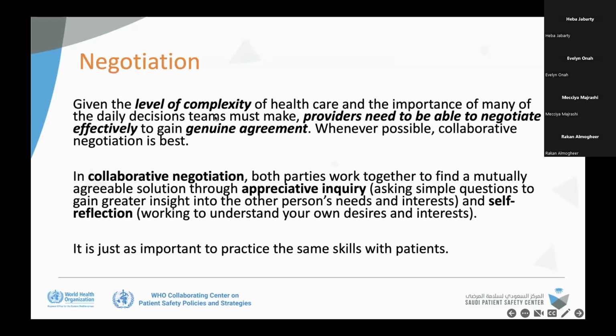The other factor is negotiation, given the level of complexity. We know that in teamwork and in every organization, it is the nature of teamwork to have conflict, but we have to learn how to negotiate, how to reach a resolution, and how to handle conflict with each other.